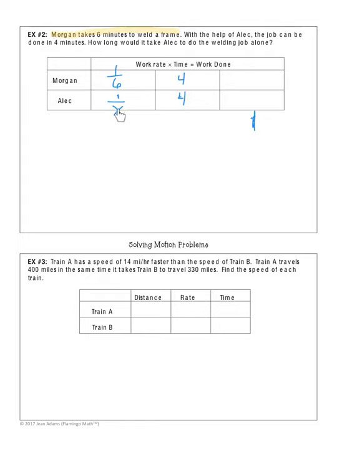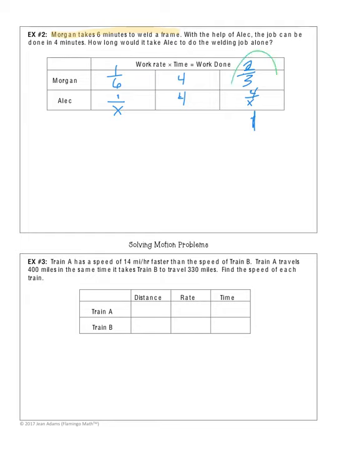So we've got to multiply these two together. So 1/6 times 4 is 4/6. And 4/6 reduced is 2/3. That's a 2/3. And then 4 times 1 over x is 4 over x. And so now we write our equation to solve.